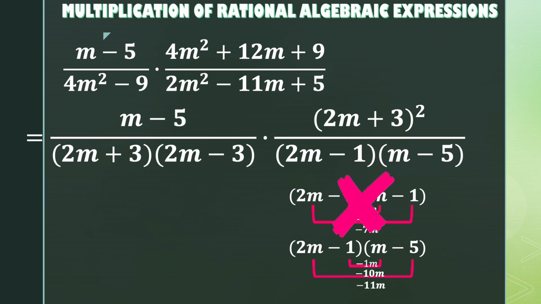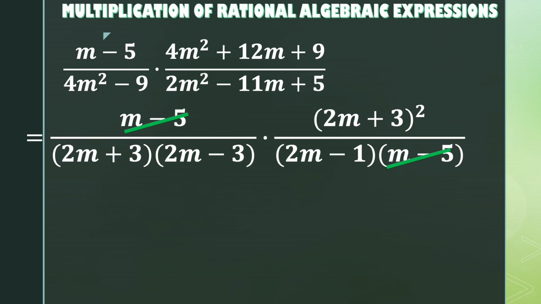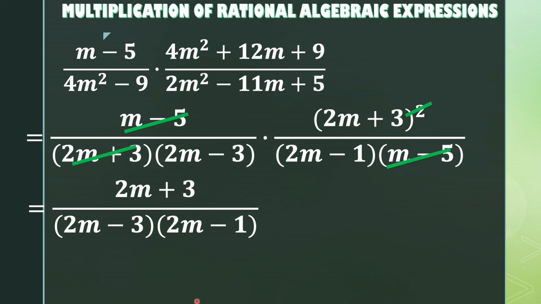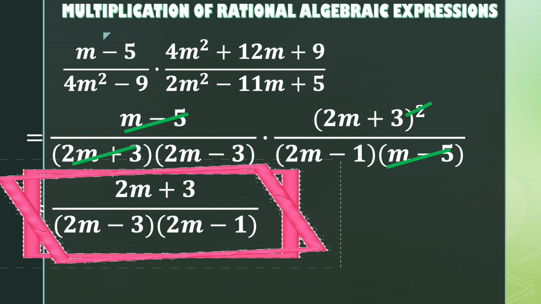Then, proceed tayo dun sa ating cancellation. So, cancel out na natin si m minus 5. Saka, yung isang 2m plus 3. Kasi, ang ibig sabihin ng squared, squared of 2m plus 3, dalawang 2m plus 3 yon. So, may natira pa tayong isa. Then, we have natira natin sa numerator, that is 2m plus 3. Then, yung natira natin sa denominator, which is 2m minus 3 times 2m minus 1. So, eto ngayon yung final answer natin.